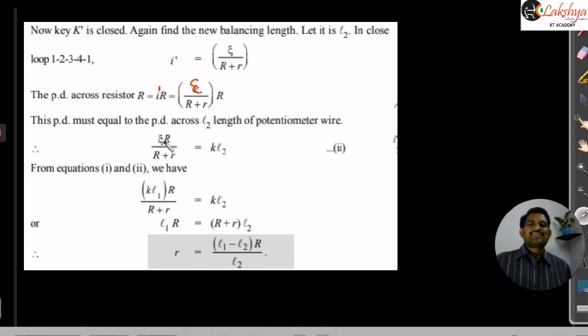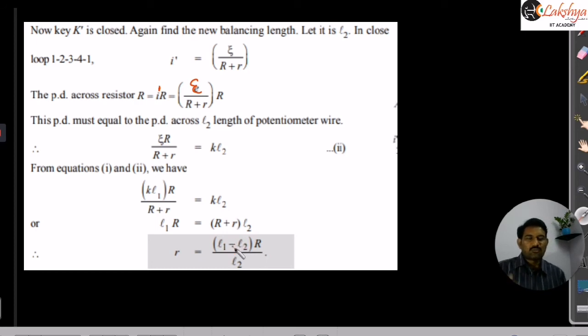Then this E value we can substitute as K L1. We replace E with K L1, and then we can simplify. The K value will be cancelled, and from this we can simplify to r is equal to R into (L1 minus L2) by L2. So this is the expression for the internal resistance. By using this expression we can calculate the internal resistance of the given cell. So we need to find the L1 and L2 values to find the internal resistance.